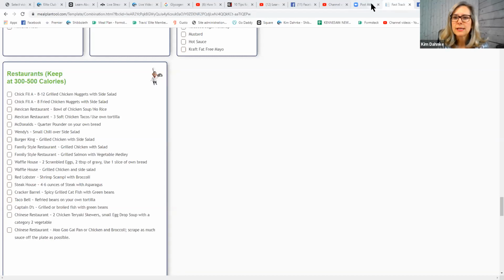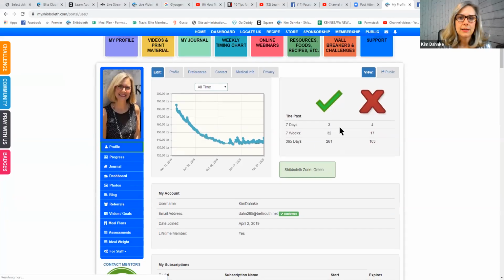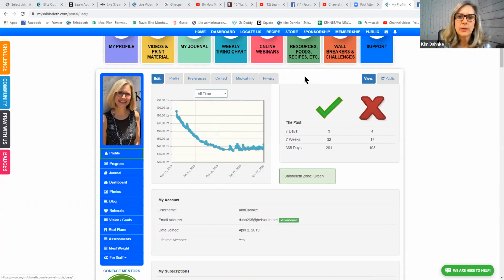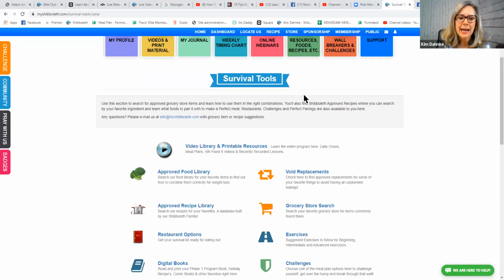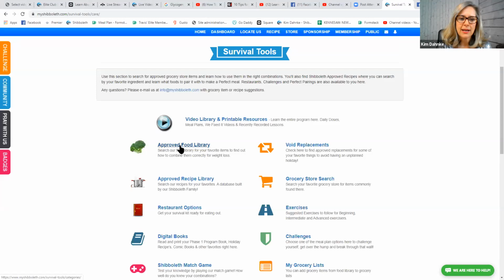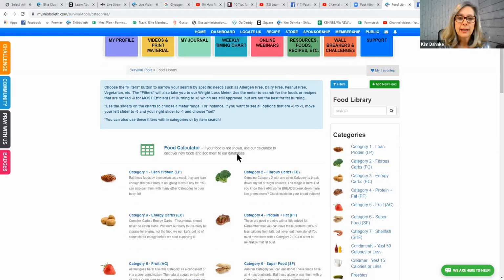Actually, because I want to take us to the Shibboleth website, and I want to show you these things. Okay, so this is going to be one of your favorite tabs: resources, foods, and recipes. Let me make sure that everybody can see this. Yep. Okay, so you click right there on that green tab. This right here, this is going to be one of your best friends, the approved food library. I actually went through and read every food in the library, okay?